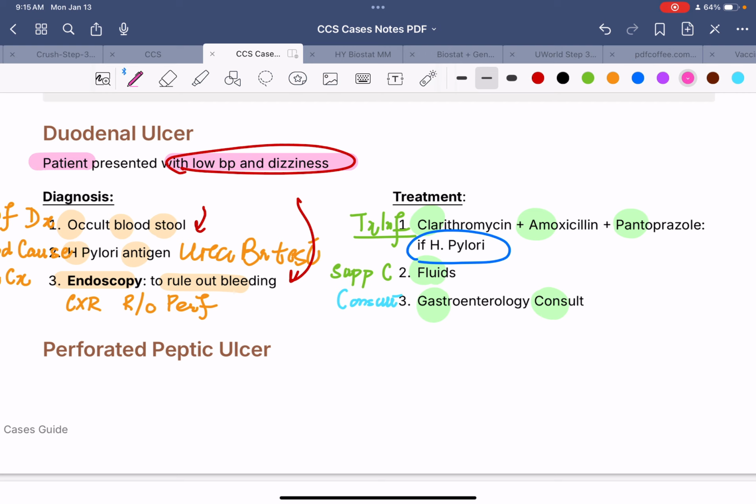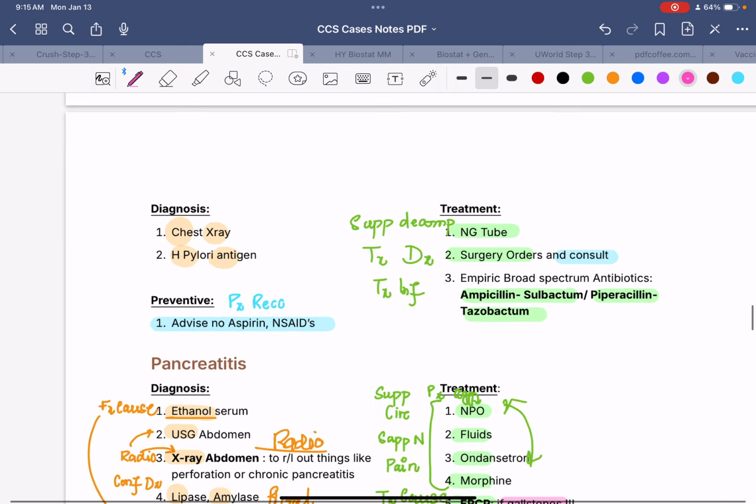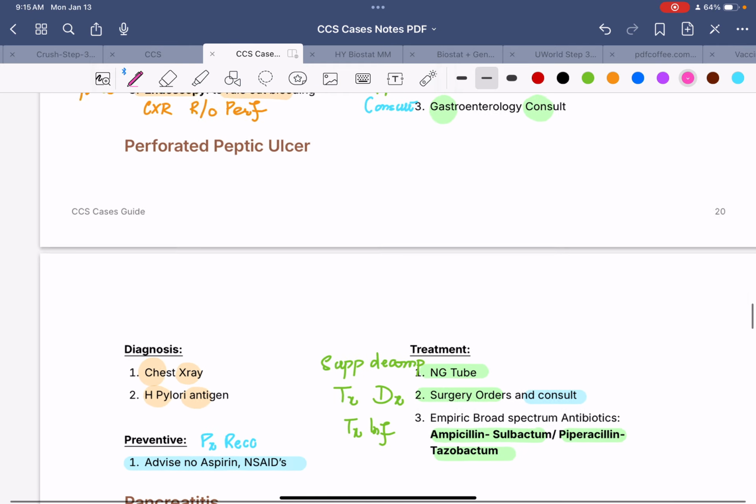And the supportive treatment with IV fluid, since the patient might be having low blood pressure and dizziness, and then consult gastroenterology. Okay, next off, we have a perforated peptic ulcer.